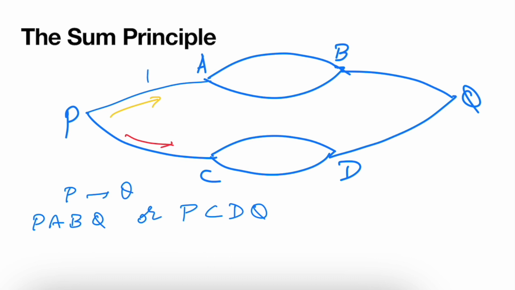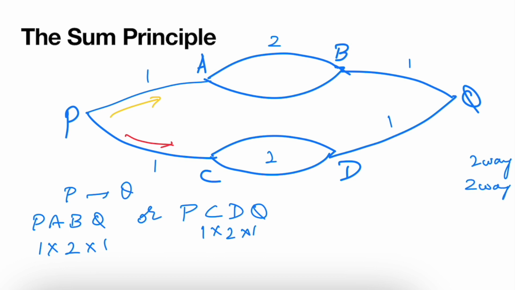So P A B Q we have done, we can use the product principle. You can say there are 1 into 2 into 1 ways to reach through P A B Q. That is 2 ways. And P C D Q, again you have 1 into 2 into 1 ways, again 2 ways. So totally there are 4 ways. So if you add these up, you will get the total number of ways. Whenever you have 'or', you add these 2 events. So here it is 2 plus 2, which is equal to 4 ways.